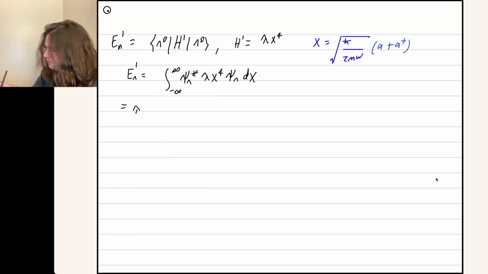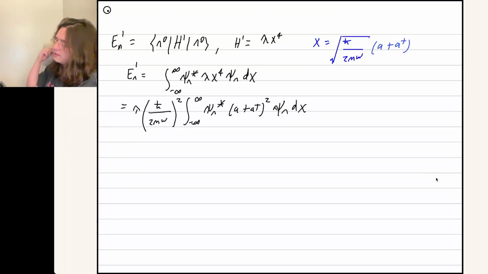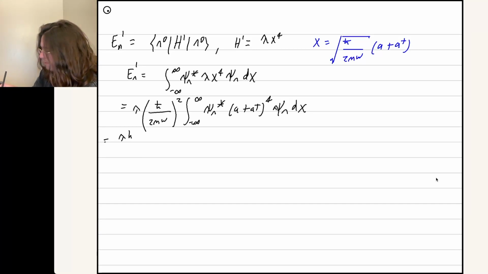So with that in mind, you'll have an h bar over 2m omega squared there. And then in the integral, you have psi n star (a plus a dagger) squared psi n dx. And it's not squared, actually, it's raised to the fourth power. And if there's a part of this problem to mess up on, it's the expansion of that polynomial of operators, so I'm going to do it exceedingly carefully, I think.